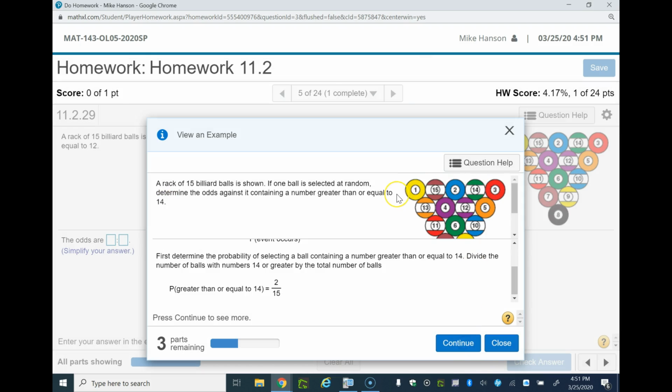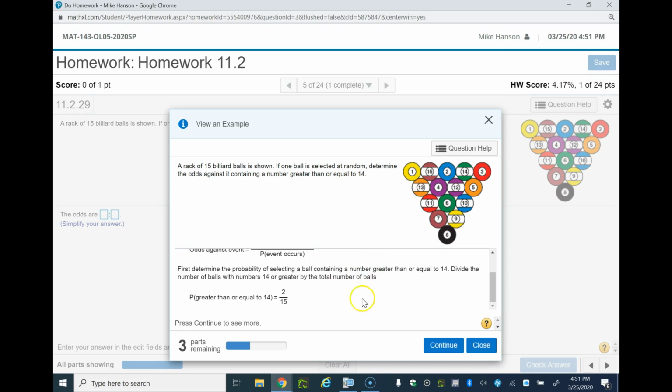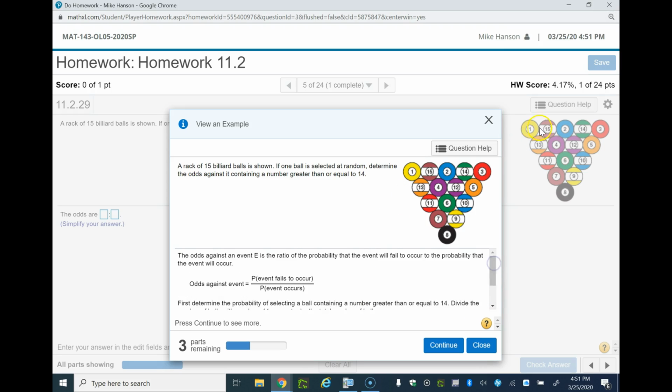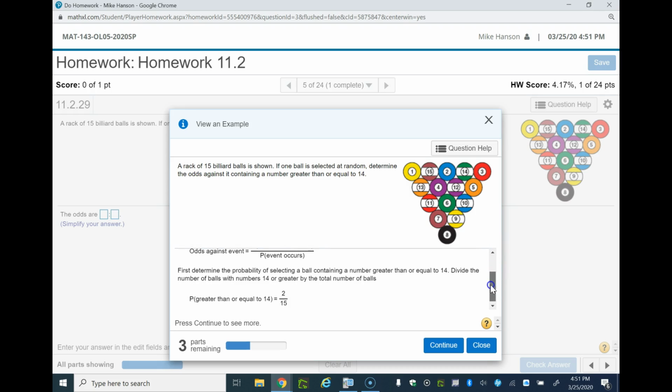So looking at the shapes here, we know there's 15 of them in total. So how many balls in this row, because this actually goes from 1, if you haven't played pool before, 1 through 15. So 1, 2, 3, 4, and so forth, all the way up to 15. So how many of these balls are greater than or equal to 14? Well, to me, it's only 2 of them. It's going to be either 14, because that's equal to, and 15. So that goes here.